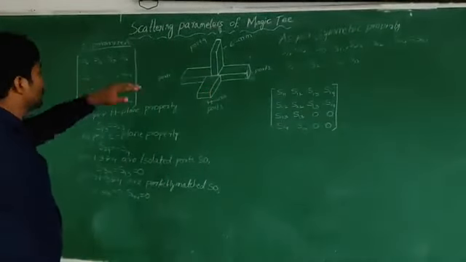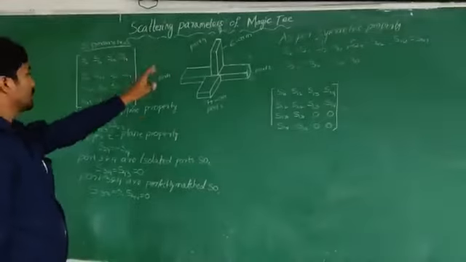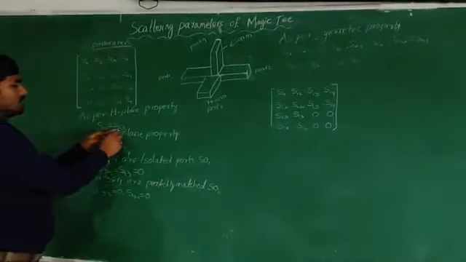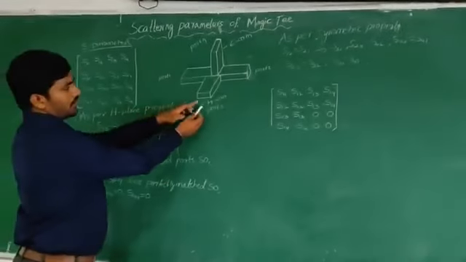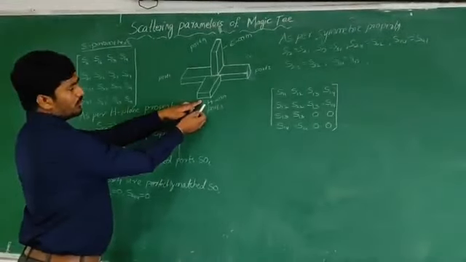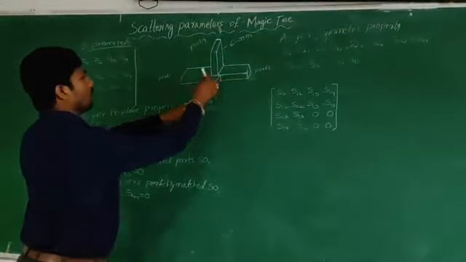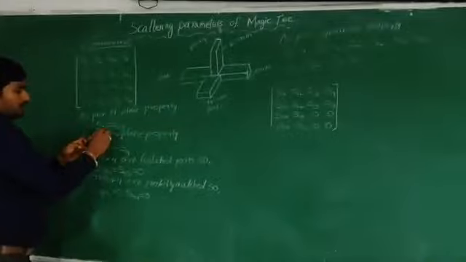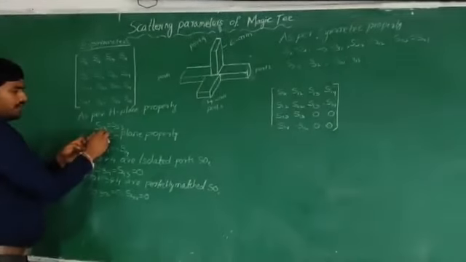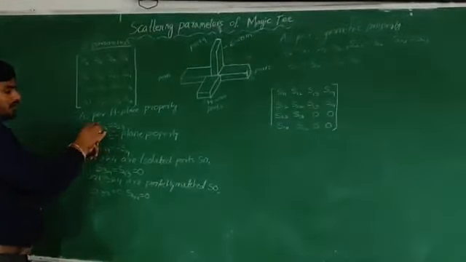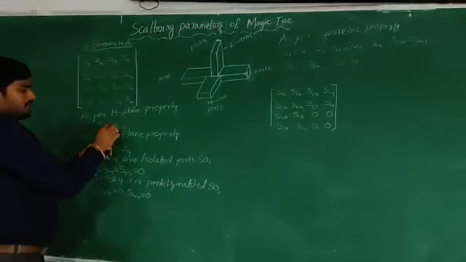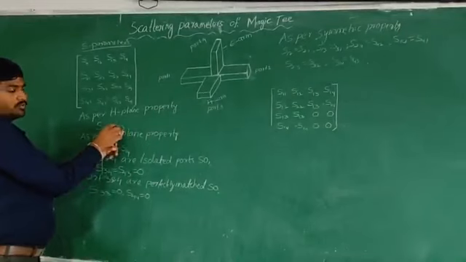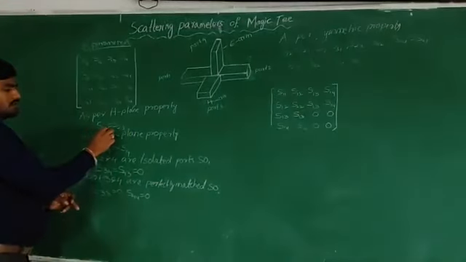Now we are going to observe the properties of this Magic T. As per the H plane property, S13 equals S23. When applying the microwave source at port 3, the power will be divided between port 1 and port 2. This is S13, S23. Here we are applying input at port 3 and getting output at port 1, which equals input at port 3 and output at port 2. That is S23. S13 is equal to S23.